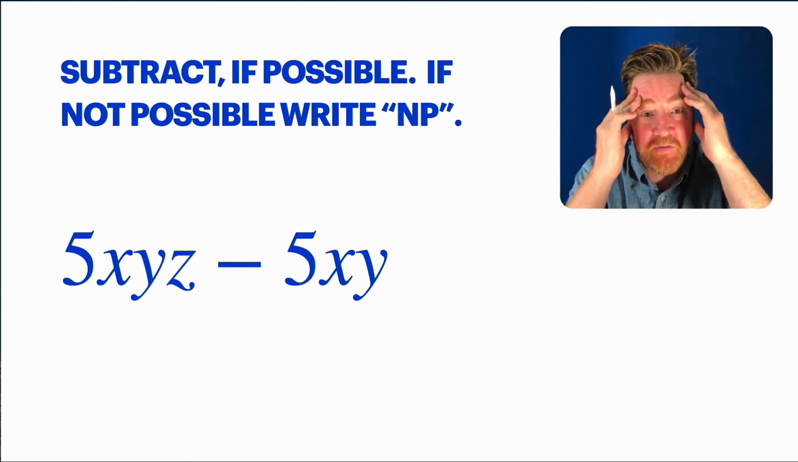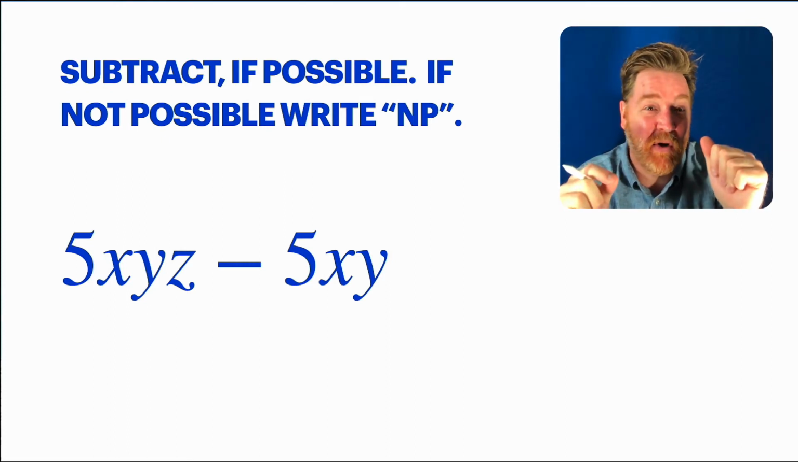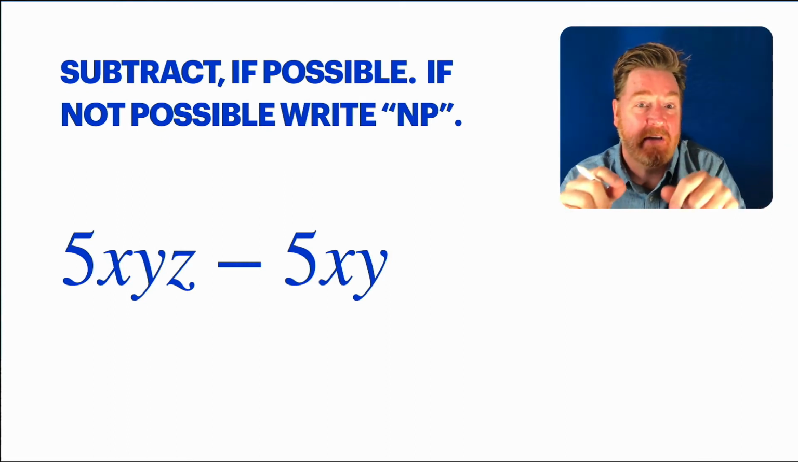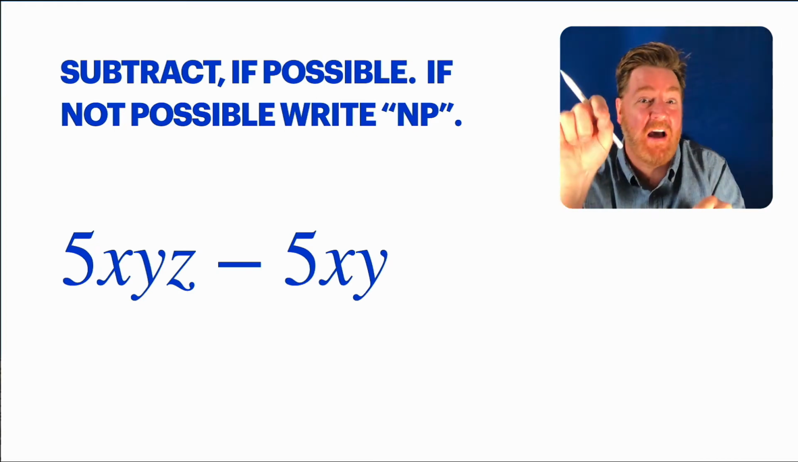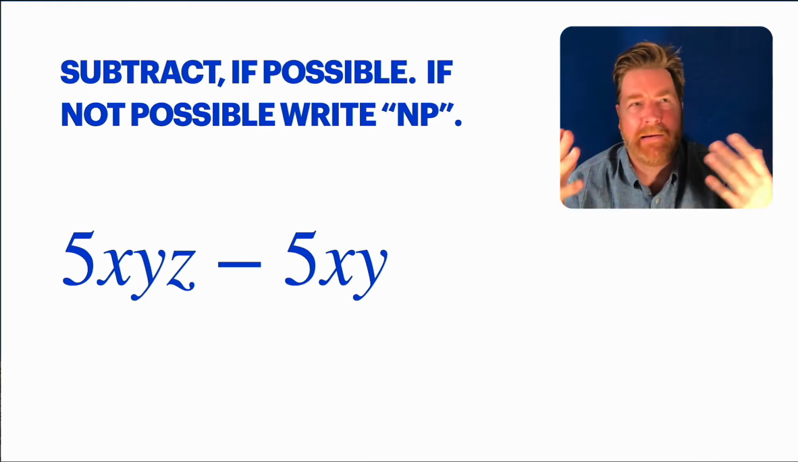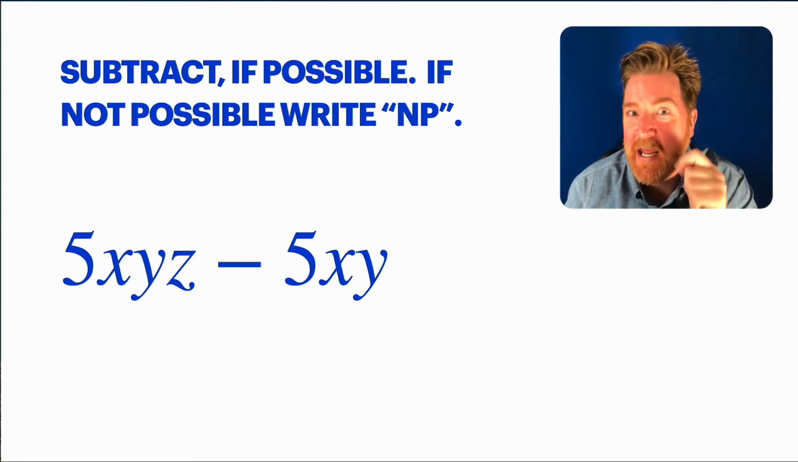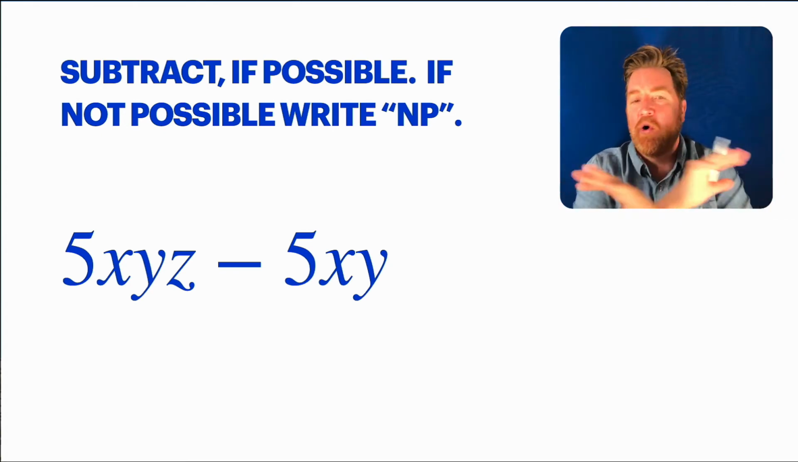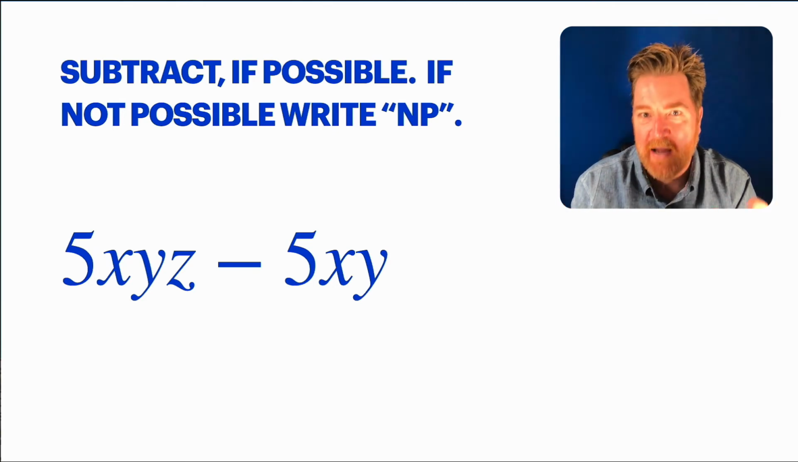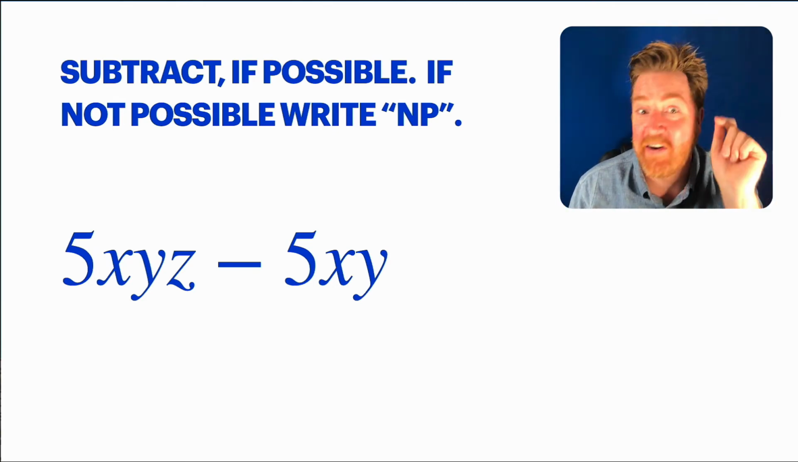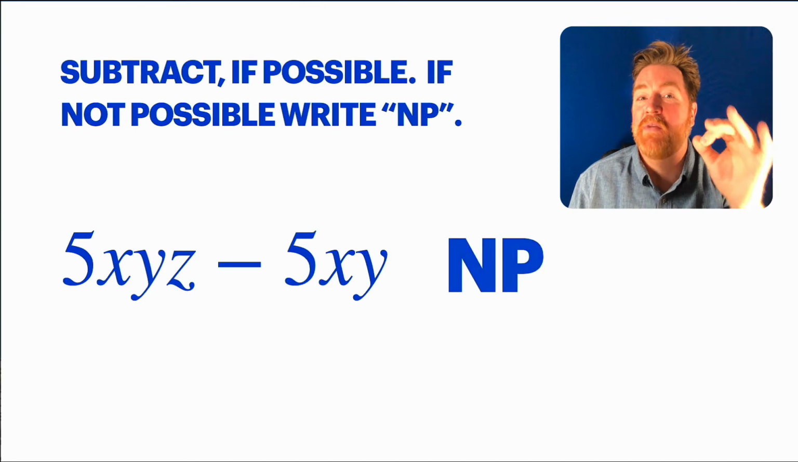It might be tempting to think, well, I got 5xyz, so I'm taking away 5. Okay, I can cross out the 5, cross out the x, cross out the y, and get z or something. But you've got to remember that main principle of subtraction. The only things that we can ever subtract are the same things. These are not the same things, so no problem.